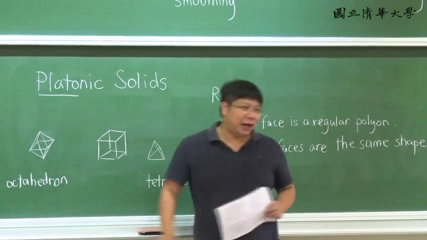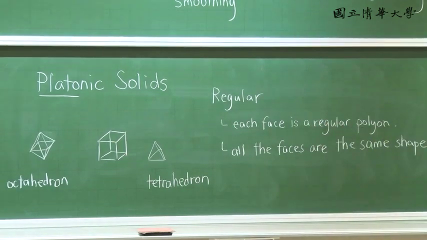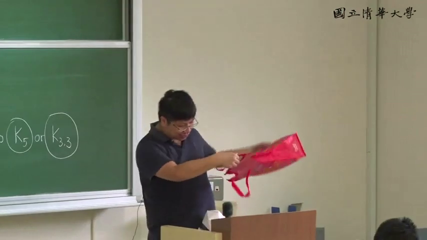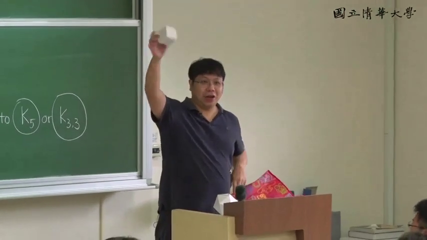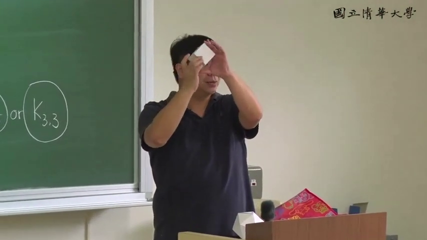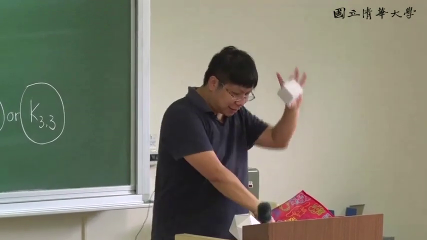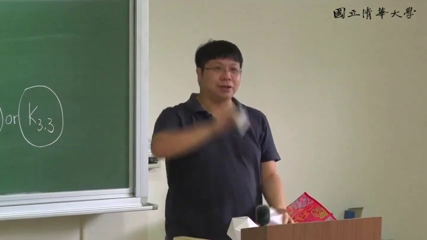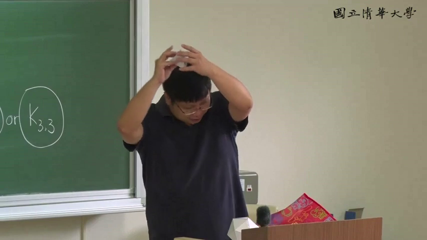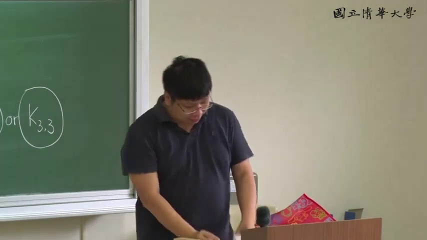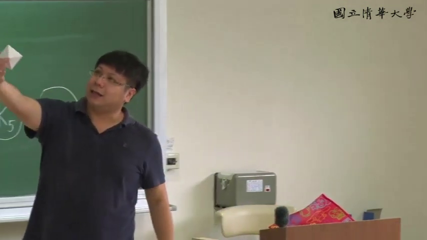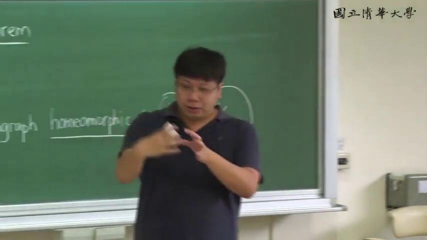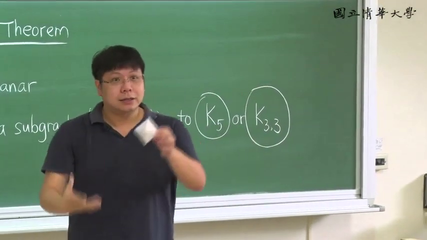And actually, I've brought some models here with me. So this is the standard cube. Is that okay? There are 6 faces. This is the tetrahedron. And this is the octahedron. So the octahedron, this is very interesting.